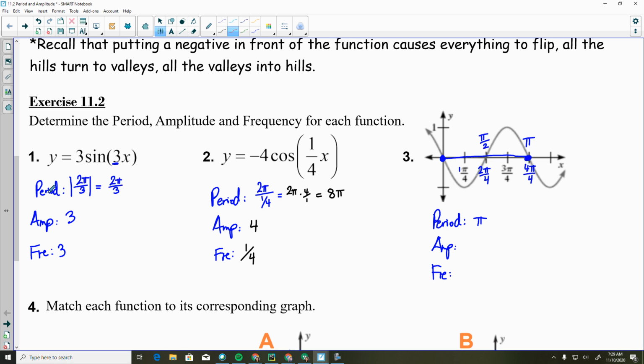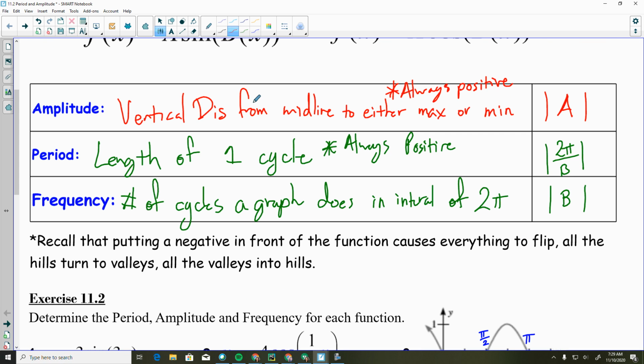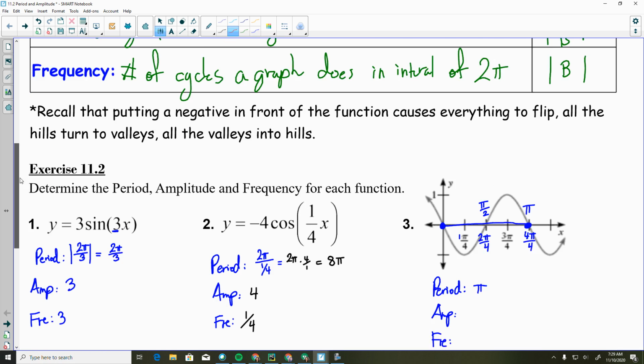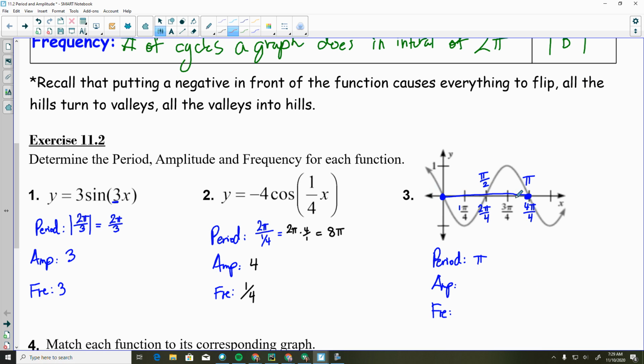What's the amplitude then? So that's the vertical distance from the midline to either a maxima or a minima. So there's the midline right there. This would be a maxima or a minima. So what is this vertical distance here? That would be my amplitude. So that looks like it is a distance of 1.